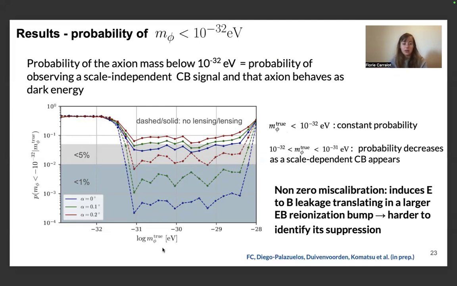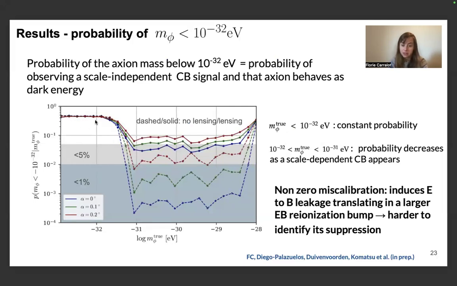There are different cases on this plot. The dashed line represents the case without lensing and the solid line with lensing. And we considered also here three fiducial values of the polarization angle miscalibration. So what we can see first is that when the mass is smaller than 10^-32, we have a constant probability, because what I was saying is that those masses are not sensitive to a scale-dependent cosmic birefringence effect. Therefore, these masses are observationally indistinguishable, which leads to a constant probability here.